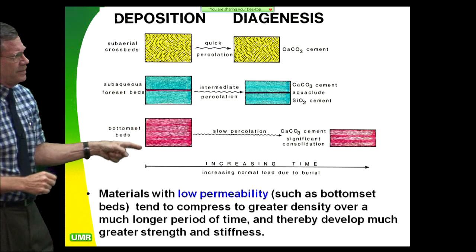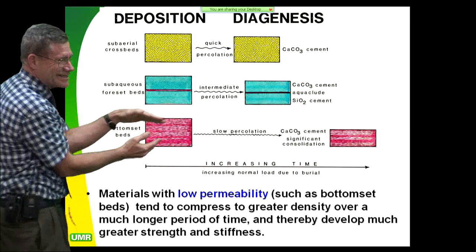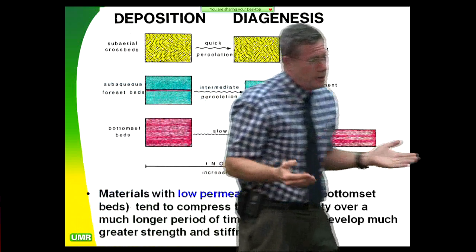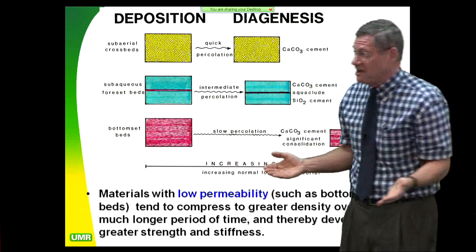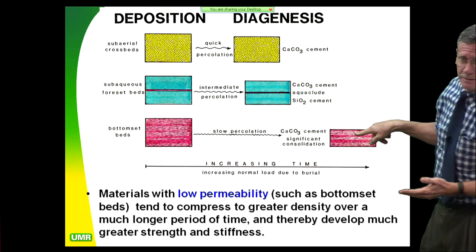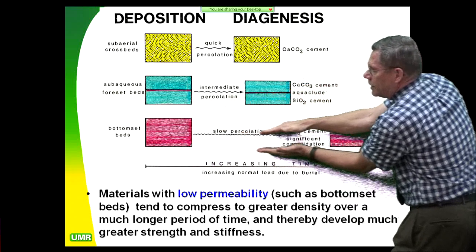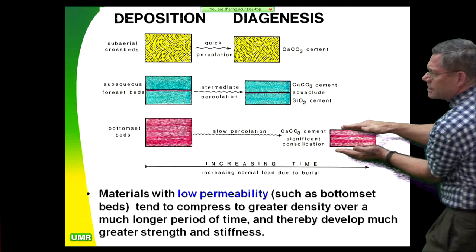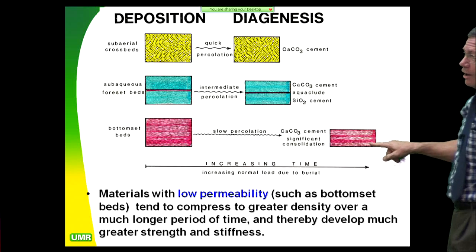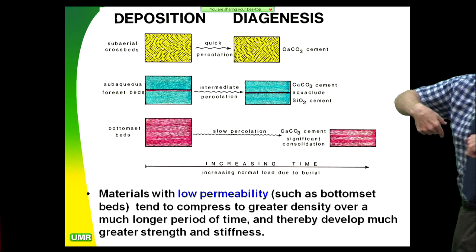Now, down here in the bottom set beds, these guys are very low permeability because they've got all the fine grain materials. So they take forever to get cemented, because something that's low permeability, 10 to the minus 6 to 10 to the minus 9 centimeter per second, this thing's 0.5 to 1 centimeter per second, this takes millions of years to undergo diagenesis. So now I've started out with a sample that's that big, and it's crunched down. It has a much higher density. It's much more brittle because of its low permeability. And it's much stronger, but it's more brittle. It's like taking steroids. You can look nicer, but you ain't gonna live as long.